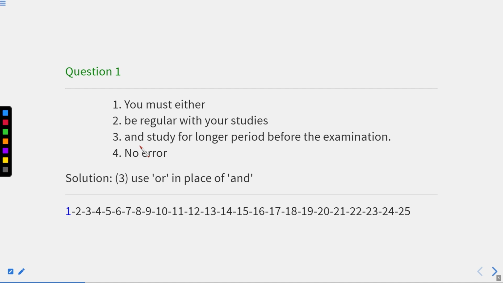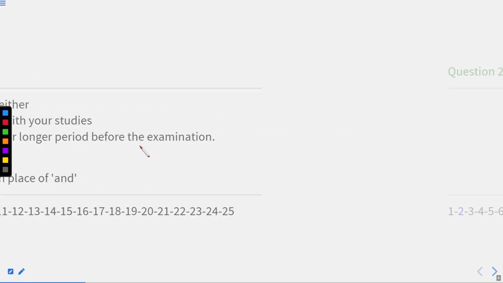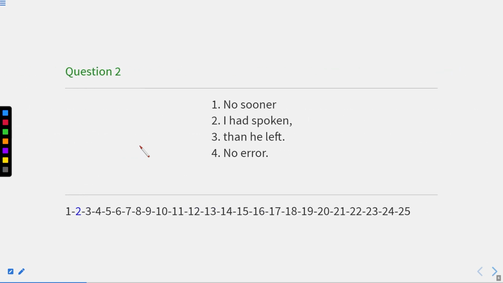So the correct sentence will be, you must either be regular with your studies or study for longer period before the examination. Okay, so I hope you have already got this concept. So here the answer will be 3. Now let us move to the next one. Now this is question number 2. No sooner I had spoken, then he left.